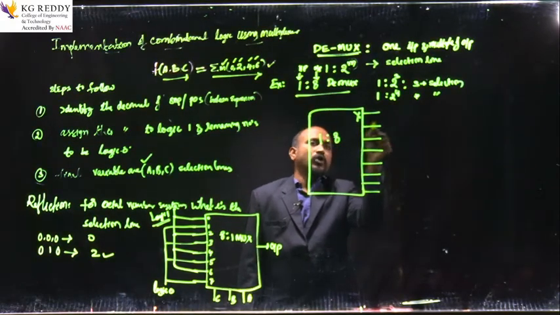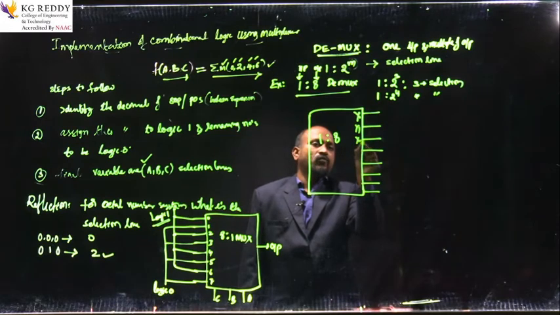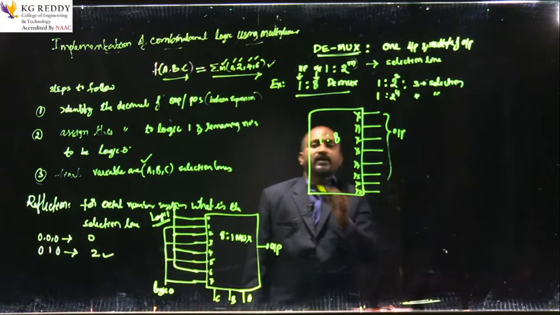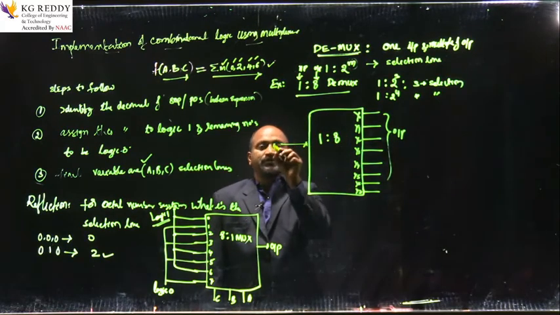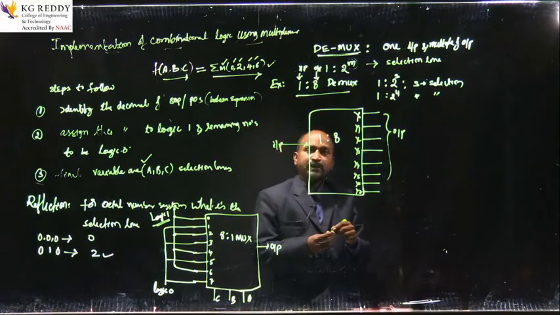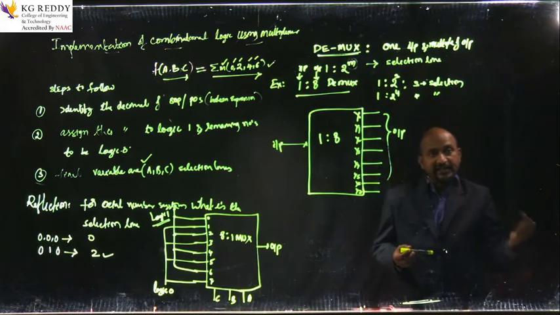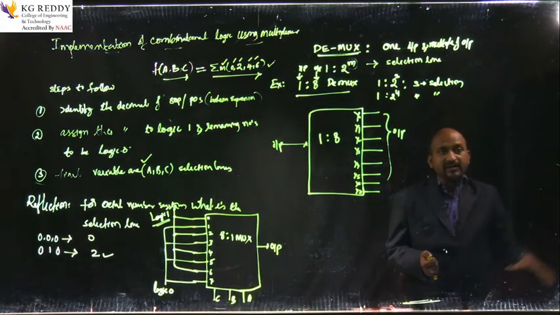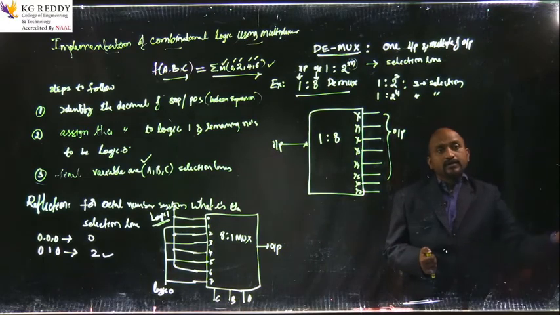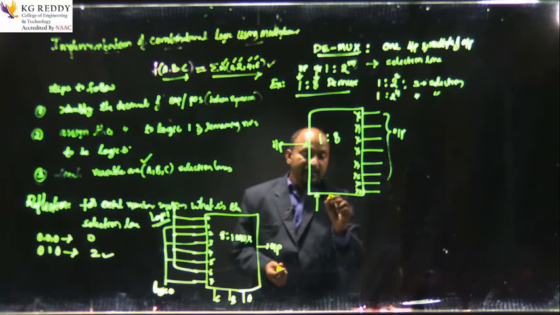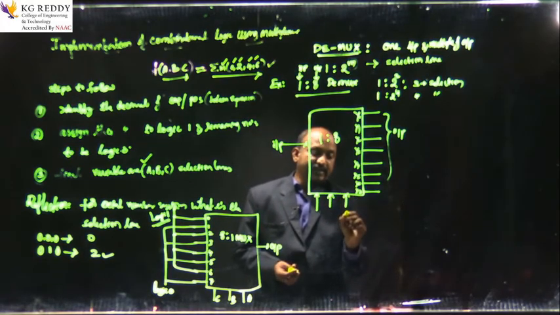So Y0, Y1, Y2, Y3, Y4, Y5, Y6 and Y7 are all the outputs, and only one is the input. That means a single input is distributed to 8 outputs. For this, let us take the selection lines A, B and C.